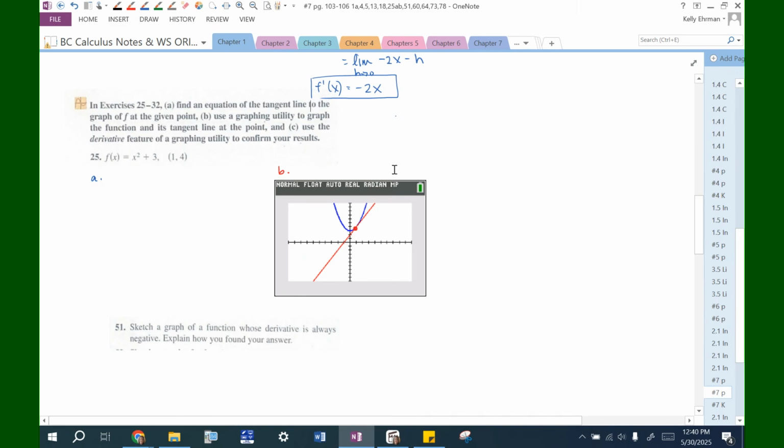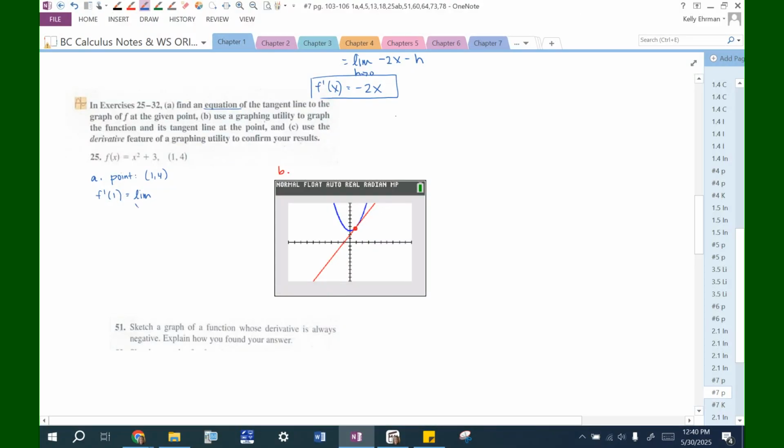All right, number 25, part A and B. Find an equation of the tangent line to the graph of f at the given point. So because we're finding the equation of the tangent line, we need a point, which we have. The point is (1, 4). We need a slope at that point, so we need to find f prime of 1. And we can do that, remember, with our alternate form of the limit definition of a derivative.